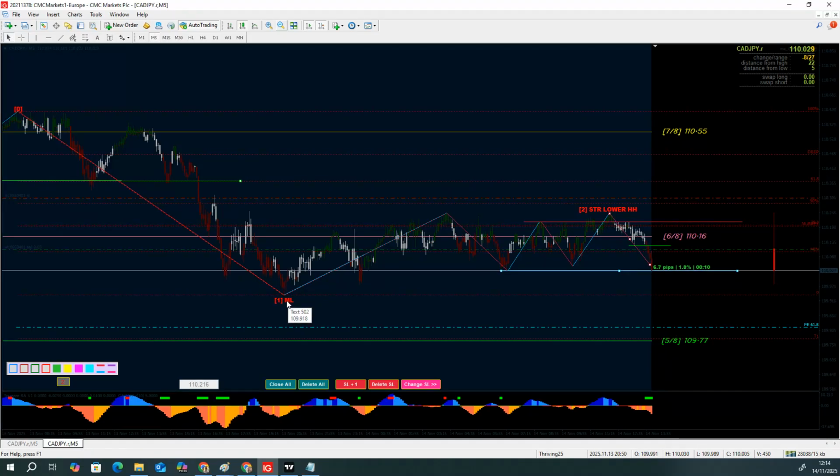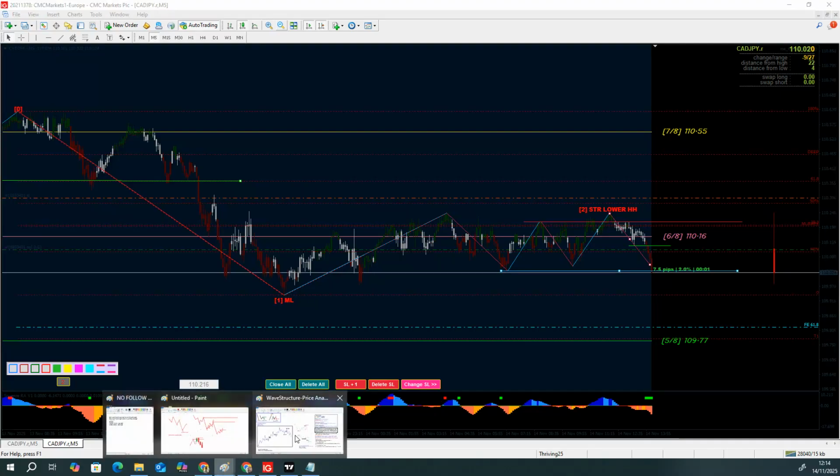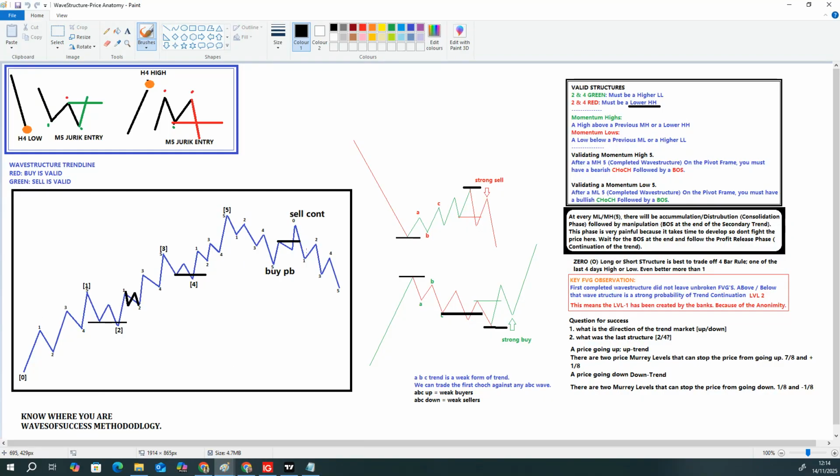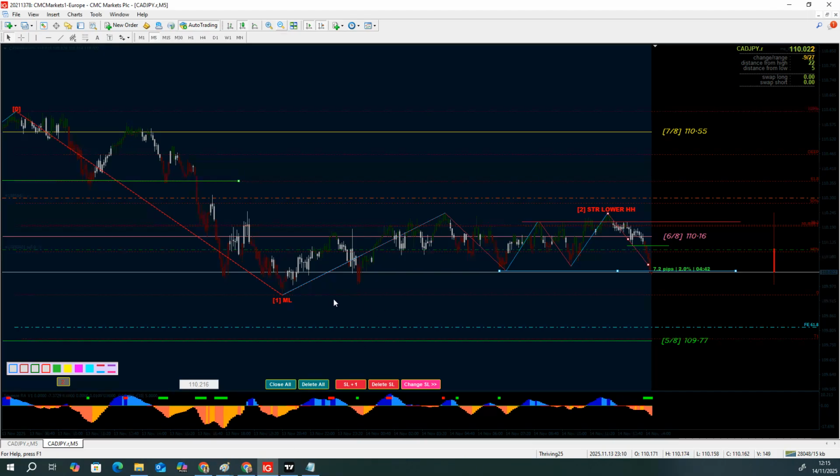Especially if you can identify these. These are the key price points that you must be able to identify if you are using the wave structure, the wave of success methodology. This is what we teach. They help us to know where we are in terms of the market. They help us to know what to do when we count the waves and draw it like this. I like to do it manually like this.